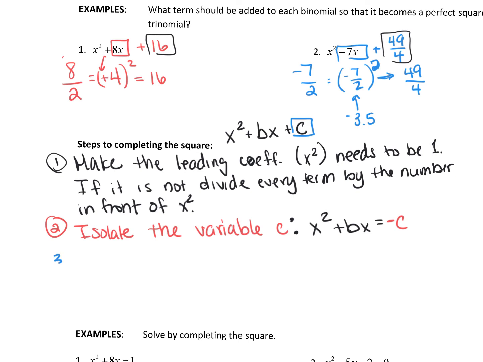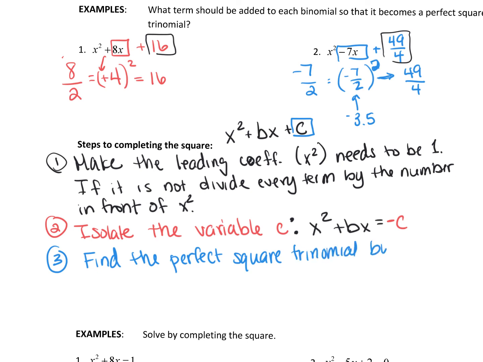The next step is to find the perfect square trinomial. Find the perfect square by adding b over 2 squared to both sides.